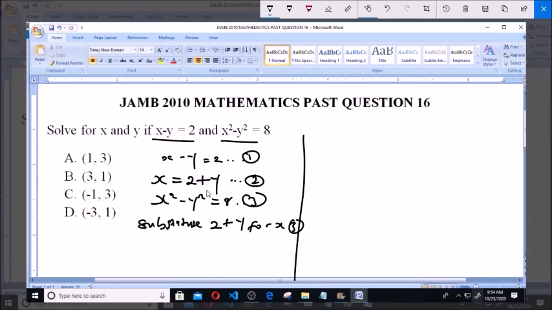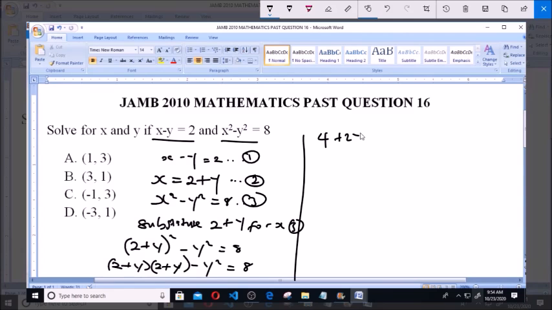So now we have x squared minus y squared, meaning 2 plus y, everything squared, minus y squared is equal to 8. Now opening these brackets, we'll have 2 plus y multiplied by 2 plus y, minus y squared equal to 8. Now from there, 2 multiplied by 2 will give us 4, 2 multiplied by y will give us plus 2y, y multiplied by 2 will give us plus 2y, and y multiplied by y will give us y squared, minus y squared equals to 8. Now y squared minus y squared will give us 0, so we have 4 plus 4y equals to 8.